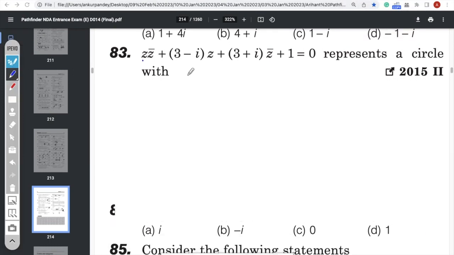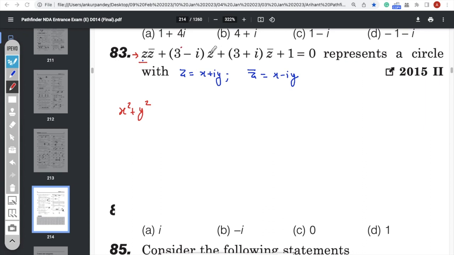So, if z is a complex number x plus iy, z bar becomes x minus iy. Yes or no? Yes, sir. So, what is z into z bar? x plus iy into x minus iy, which is like a plus b into a minus b, will be a square plus b square. Right or no? Yes, sir.